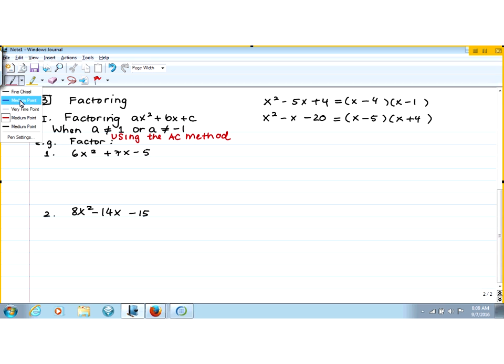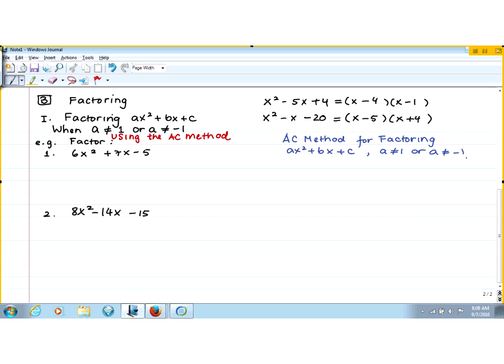So if I use the AC method, I'm going to write here. AC method for factoring ax squared plus bx plus c when a is not equal to 1 or negative 1, because if it is negative 1, we could factor out the negative. Number 1 is set up. We will set it up as ax divided by a. That's how we set it up.